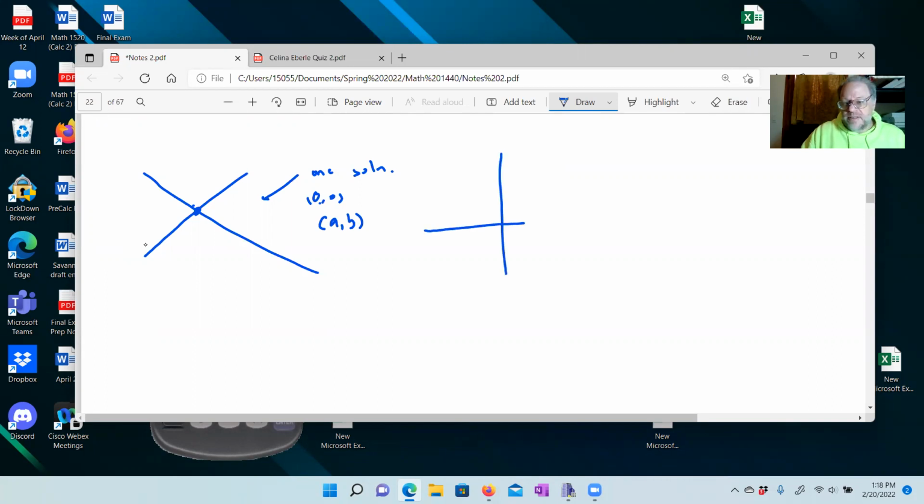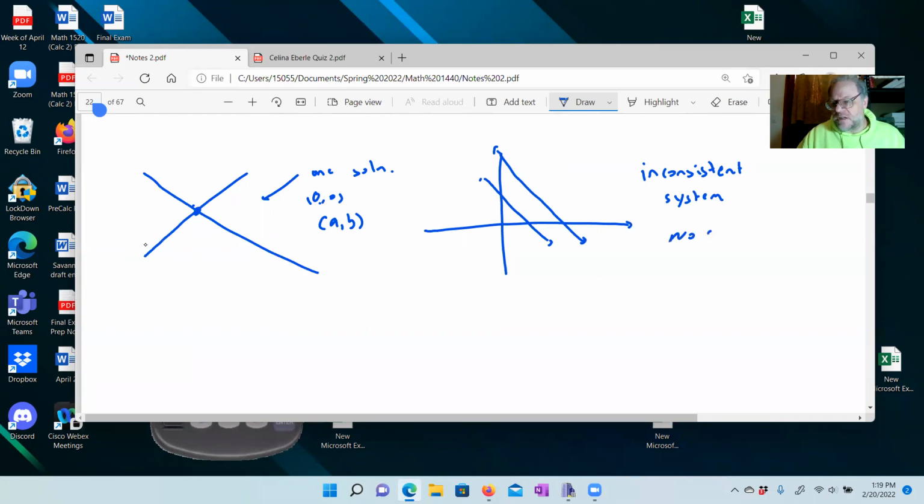You might get two lines that are parallel, and they'll never meet. This is what they call an inconsistent system. They're never equal. They're never going to be equal. You're not going to get a solution, because we had two lines that were parallel.